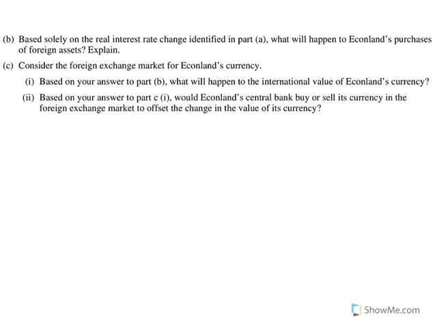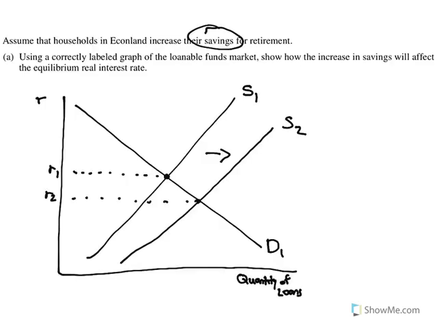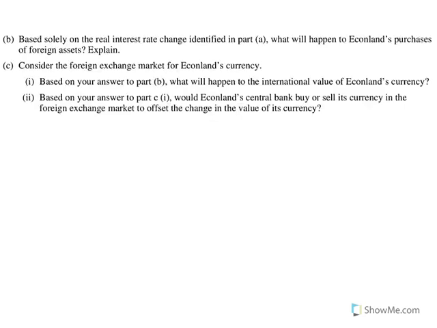Letter B says, based solely on the real interest rate change identified in Part A, what will happen to Econ Land's purchases of foreign assets, and explain. So we need to think about here, if we go back to this graph just for a second, the fact that the interest rate in Econ Land has decreased. Which means if I'm trying to find an asset to invest in, I need to go look elsewhere. Because the interest I'm going to get from investing in something in this country, Econ Land, I'm not going to get as much in return. So I'm going to want to invest somewhere else.